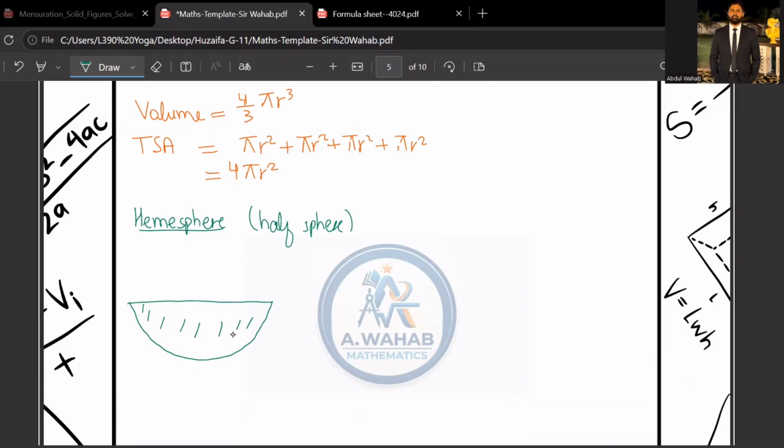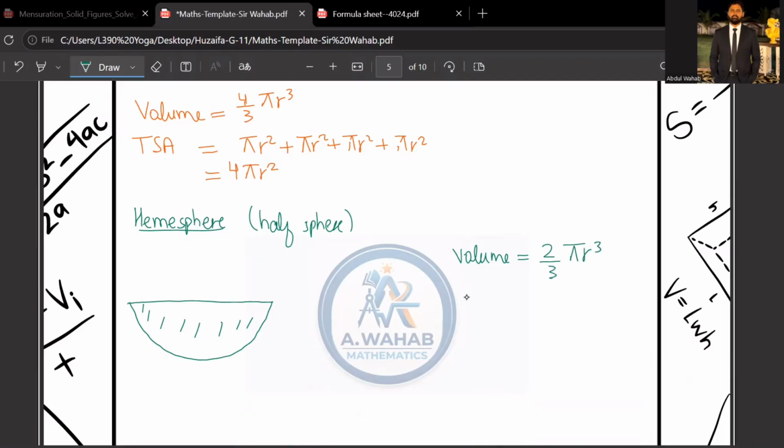Okay. So basically it's a half sphere. So if I ask what must be the volume of the hemisphere? Half means divided by 2. So 4 upon 3 upon 2 becomes 2 upon 3 pi r cube.